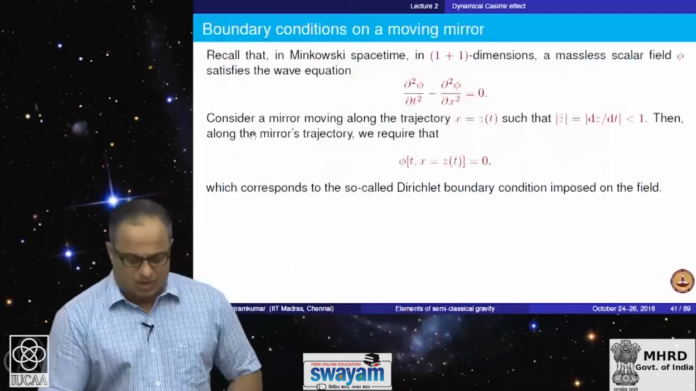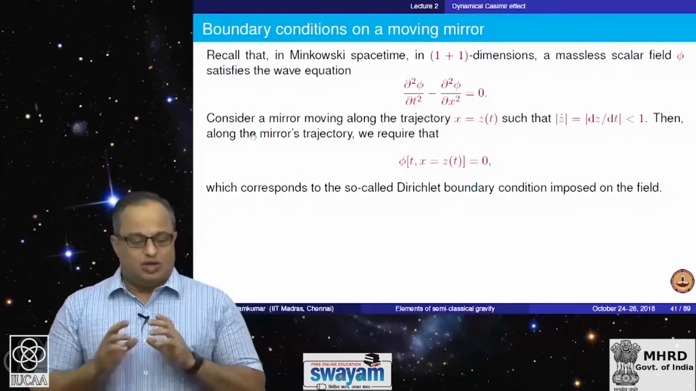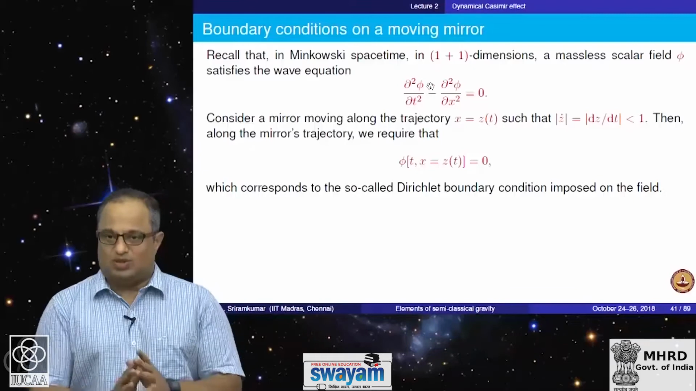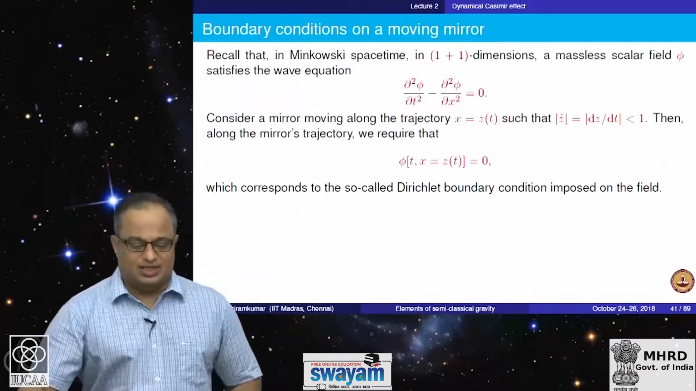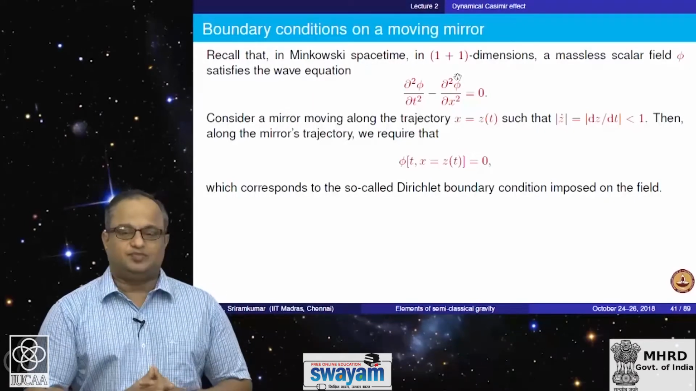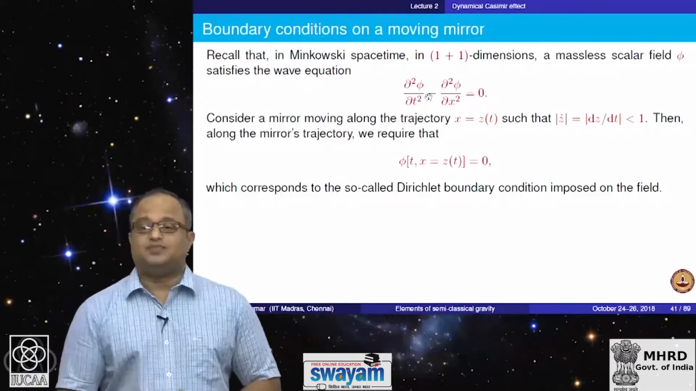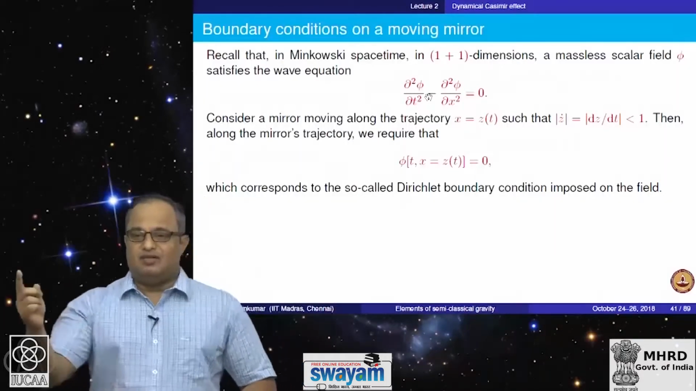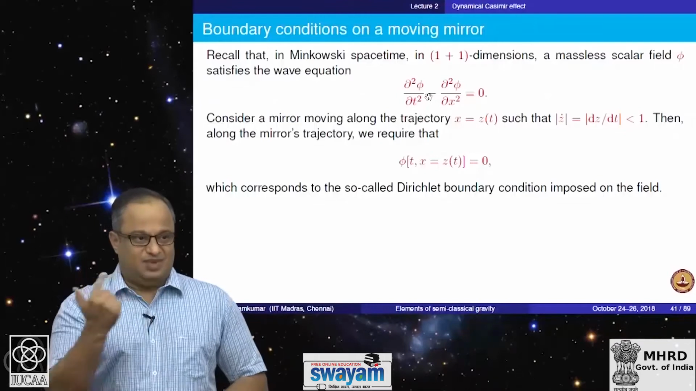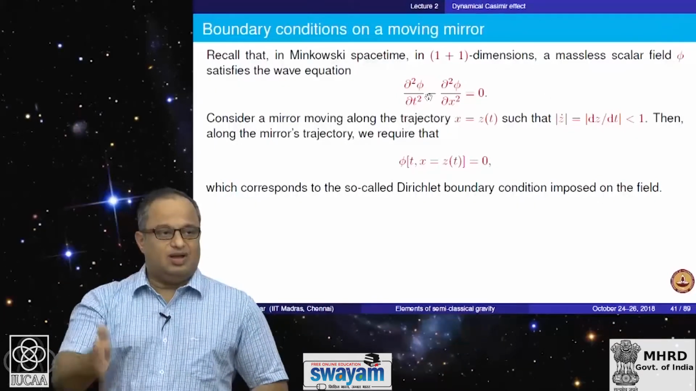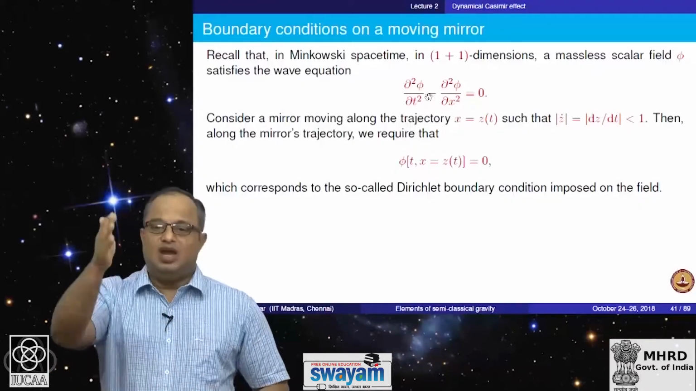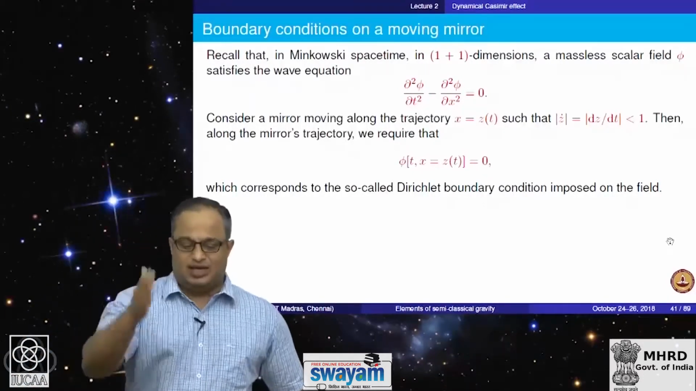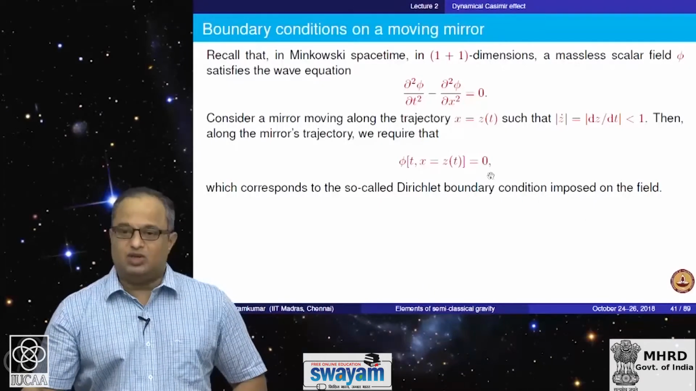How does this arise? As we have done many a time, we are going to consider the simple case of a scalar field, and we are going to focus on 1+1 dimensions, and as we have already discussed, such a scalar field in Minkowski spacetime satisfies this wave equation. Now we need to impose a boundary condition on the mirror. Earlier we had a periodic boundary condition. Now if you have a mirror, you will have to impose a different boundary condition. Typically you will assume the field, for instance, vanishes. This is known as the Dirichlet boundary condition. If the mirror is static, it just corresponds to phi at x equal to 0 is 0.